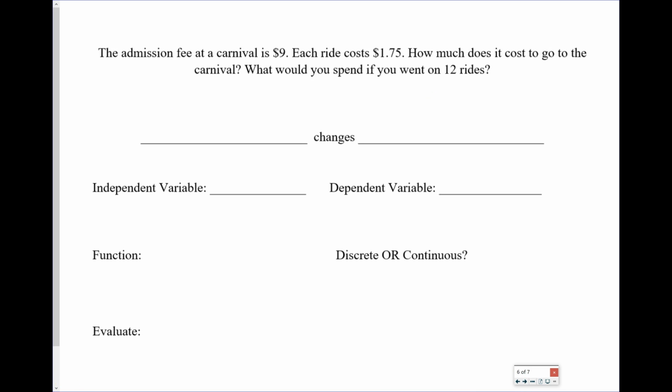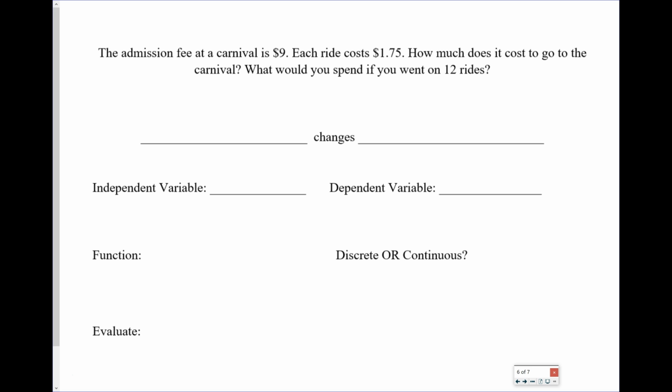So we've talked a little bit about specific variables and whether they're independent, dependent. Well, now let's apply that to a real problem. The admission fee at a carnival is $9, meaning the minute you go into the carnival, you pay $9 to get in. Then you have to pay for rides. Each ride costs $1.75. So how much does it cost to go to the carnival, and what would you spend if you went on 12 rides?